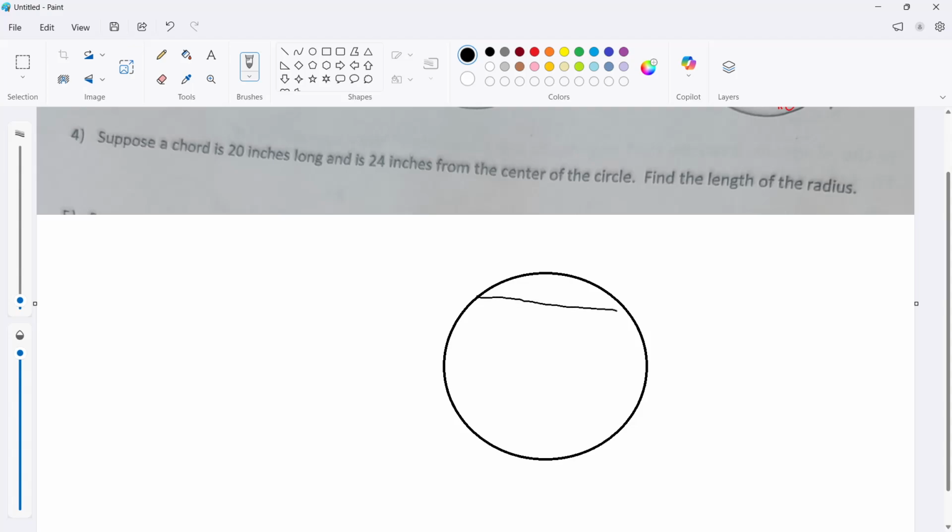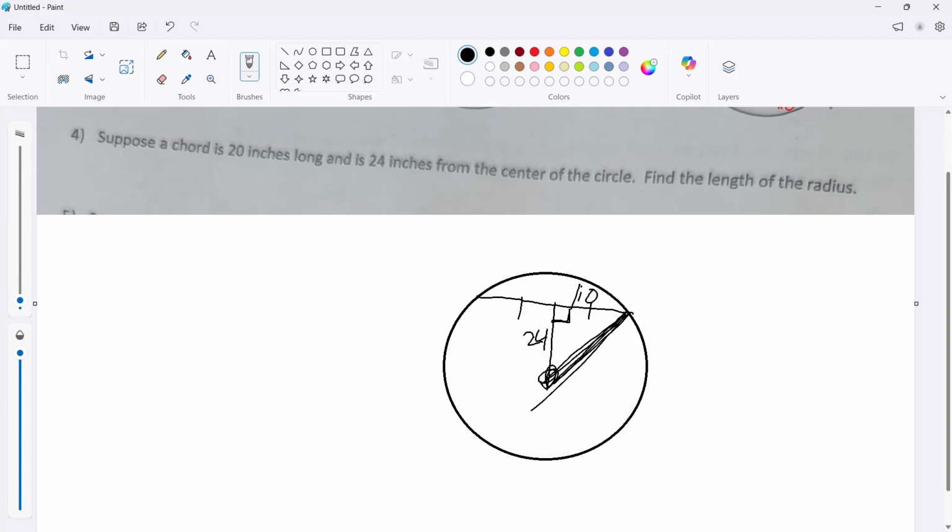Okay, here's my chord, and then there's the center, and the chord is 20 inches and 24 from the center. So here's 24. Maybe this doesn't look drawn to scale. And then again, if I'm getting a distance here, I make that perpendicular, and therefore each of these are the same. It says the chord is 20 inches long, so each one of those is 10. And then it says, what is the radius? Well, here's the radius, and that's going to be the hypotenuse of that triangle.